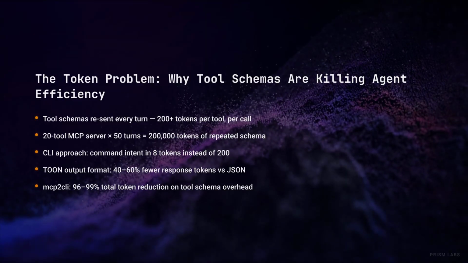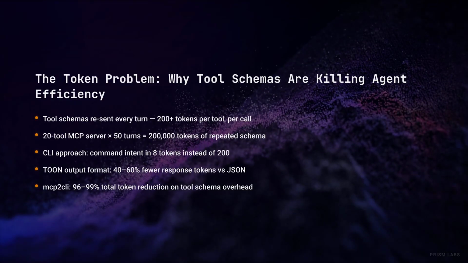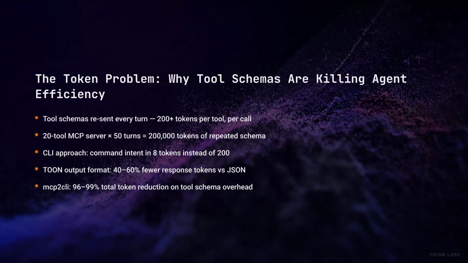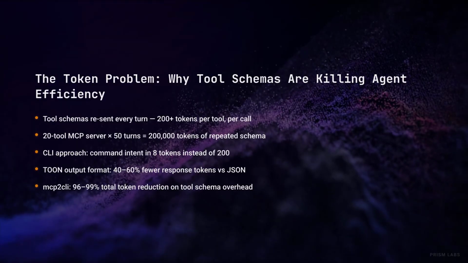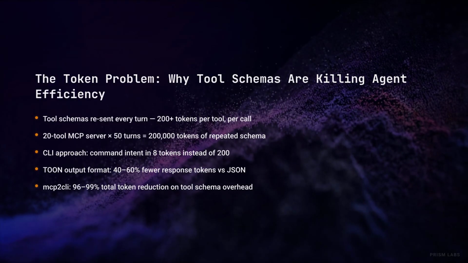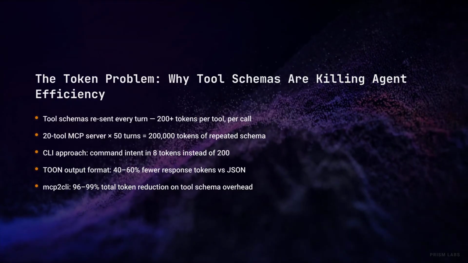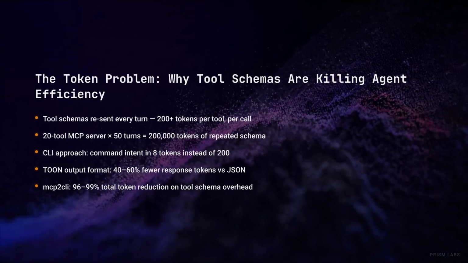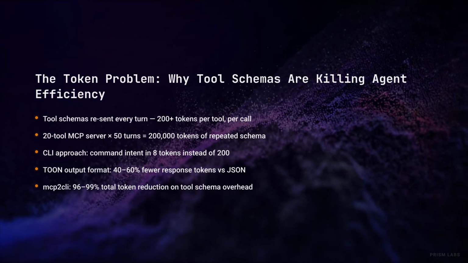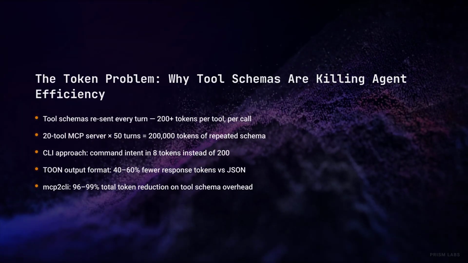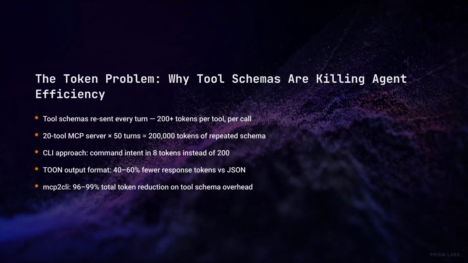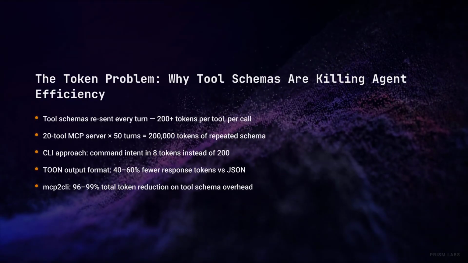The conventional fix has been to reduce schema verbosity or batch tool calls. MCP2cli takes a different approach entirely. Replace tool calling with CLI commands. A shell command like mcp2cli search, query AI, communicates the same intent in 8 tokens instead of 200. The agent learns the command syntax once, uses it repeatedly, and the per-turn overhead drops to nearly 0.